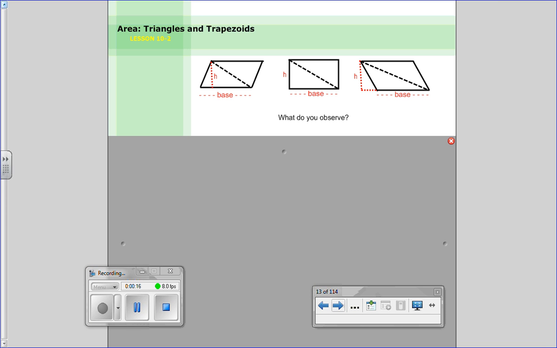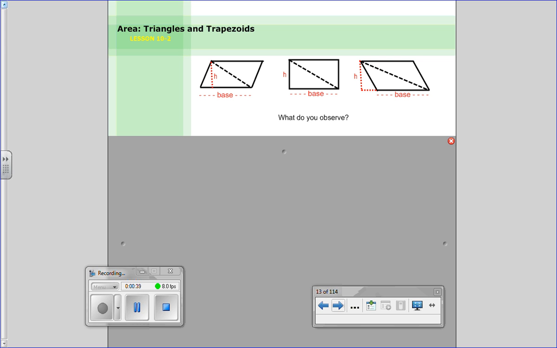Now, what I have up there asks you what do you observe. Taking a first look, I bet you say, well, I see a rectangle in the middle and parallelograms along the sides. But all three are really parallelograms. You also might notice the base is the same, and the height looks all the same. And all those things are true.